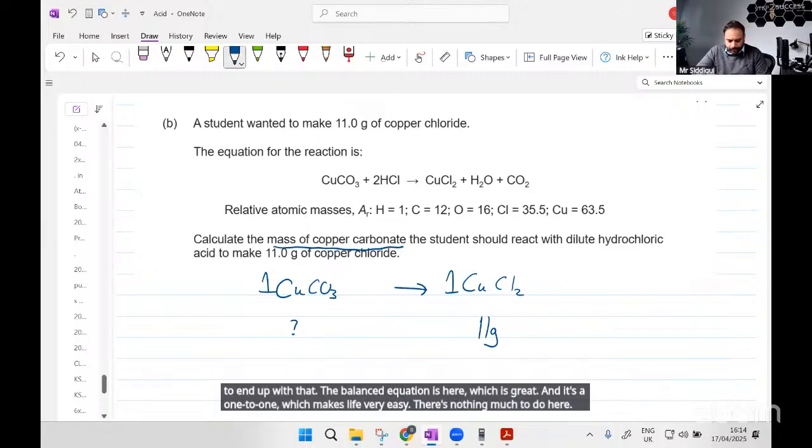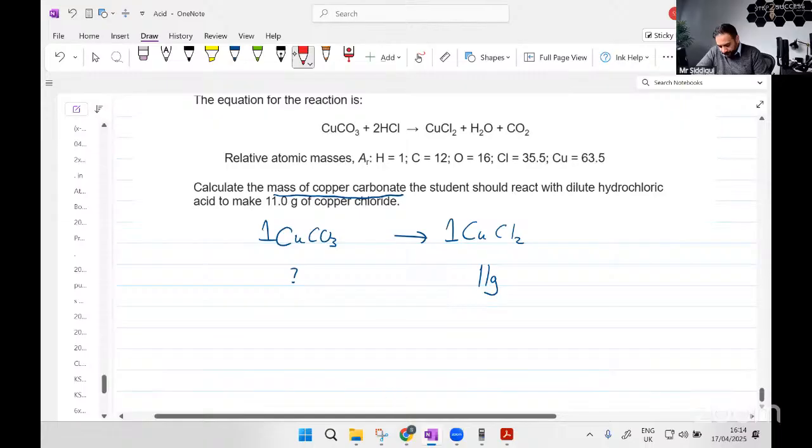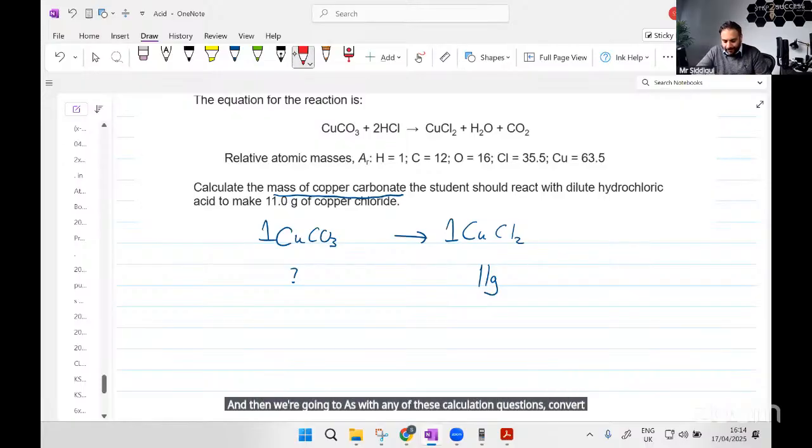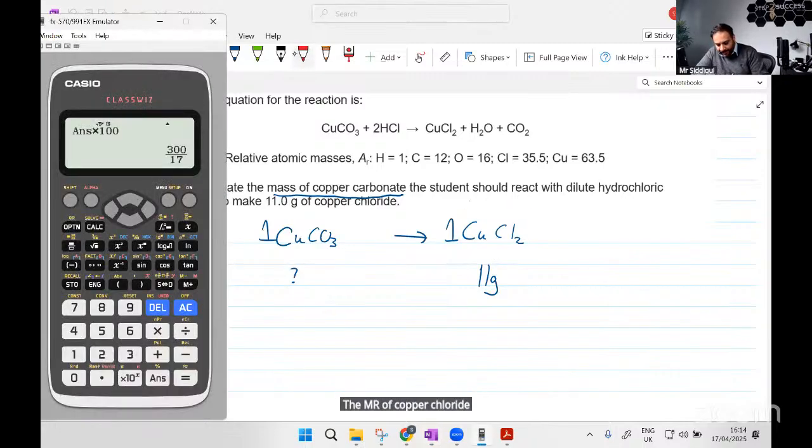And then we're going to, as with any of these calculation questions, convert the grams to moles, because we want to do that. So we want moles here. How do we convert grams to moles? We divide by the MR. The MR of copper chloride is, use the numbers in here, copper is 63.5 plus 2 chlorines, that's 2 lots of 35.5, which is 134.5.